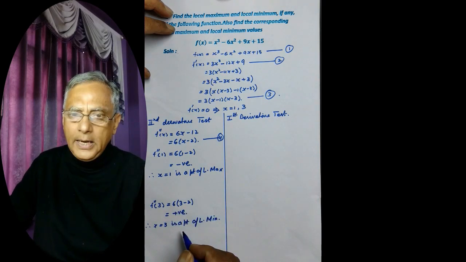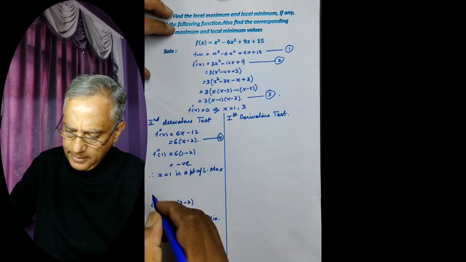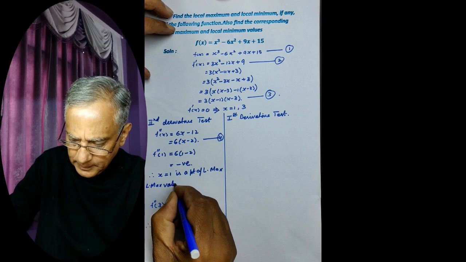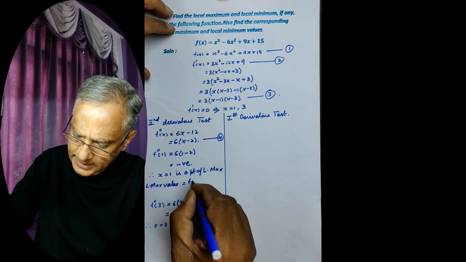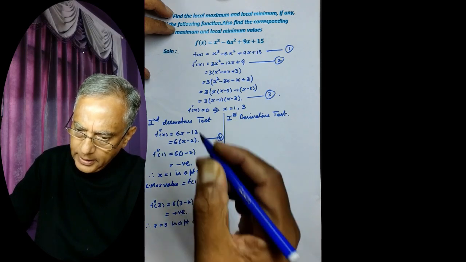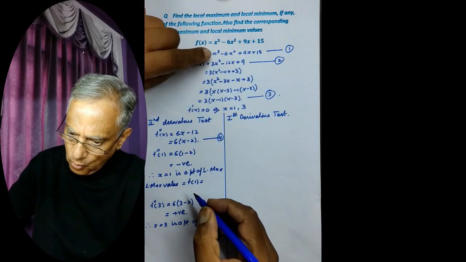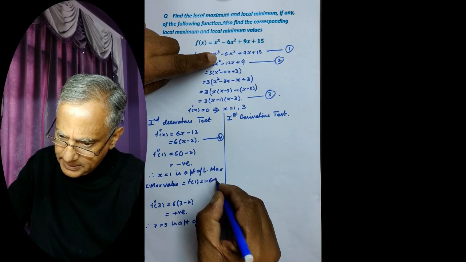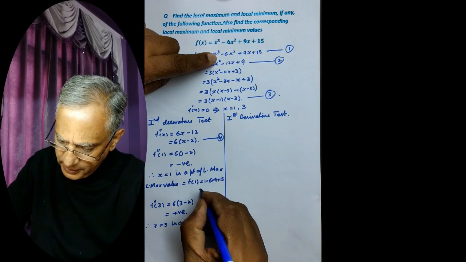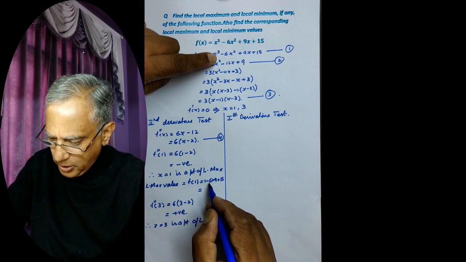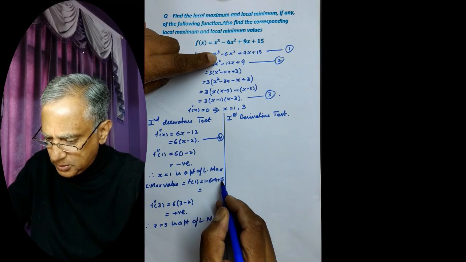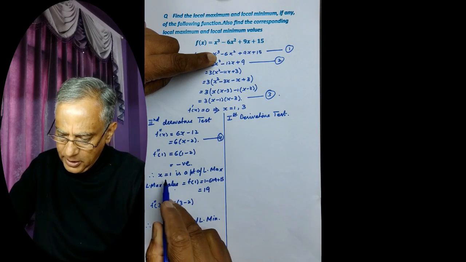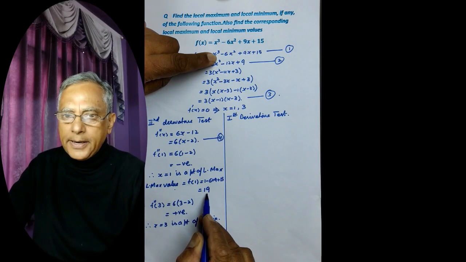Now I find the local maximum and local minimum value. Local maximum value at this point is f at 1. So f at 1 is, now substitute in this, we have 1 minus 6 plus 9 plus 15. So this is equal to, now 9 minus 6 is 3. 3 plus 1 is 4. 4 plus 15 is 19. So local maximum value at x equal to 1 is 19.